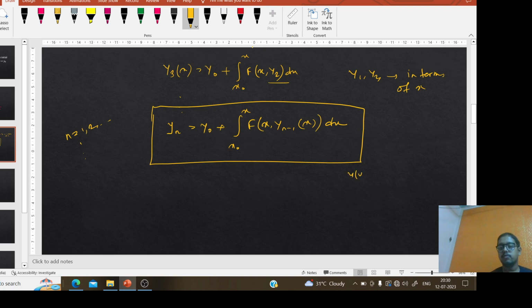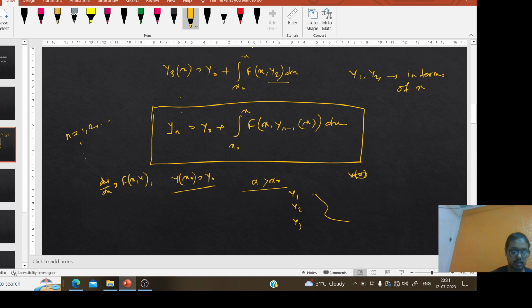Like if the problem is given as dy/dx is equal to f of x, y with y of x0 is equal to y0, we can also find the solution at a point alpha, where alpha is greater than x0, by using this approximation. Here we will get y1, y2, y3 and so on. So now this is the working formula: yn is equal to y0 plus the integral from x0 to x of f of x, y n minus 1 of x dx.